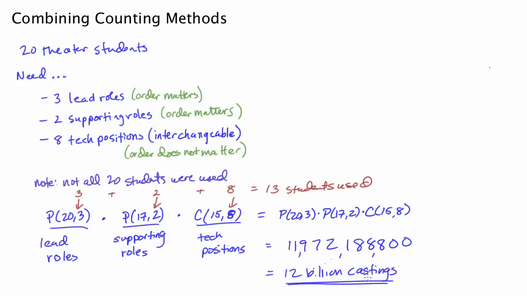So what I wanted you to get out of this episode was that we can have problems where there's a big group to choose from. We don't have to choose everything out of the group. We only chose 13 of the 20 students here. But we did it in such a way that it involved some parts which had order involved and some parts in which the order didn't matter. If that's the case, then you really need to think about where I should be using permutations and where I should be using combinations.